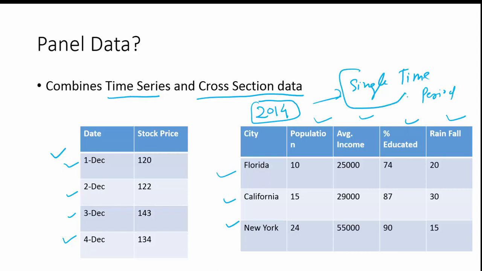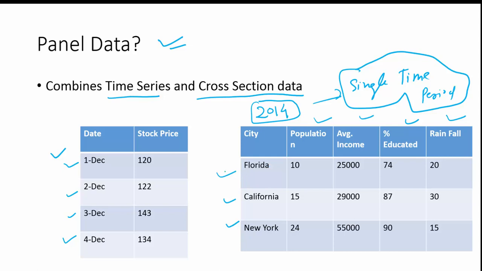Okay, so in cross section data you will have data for different cross sections only for a one time period. Whereas in time series you have only one kind of data. For instance, here we have the stock price but for different time periods. So that's the difference between time series and cross section data. Now what is panel data? Well, panel data is just some kind of a combination. If you combine time series aspect and the cross section aspect of data, then we get a panel data.